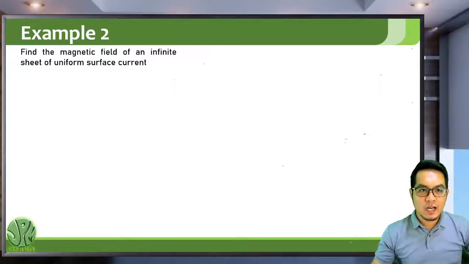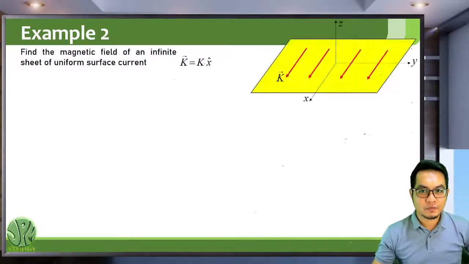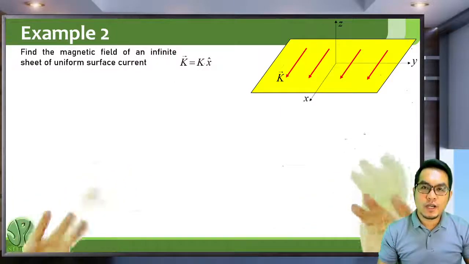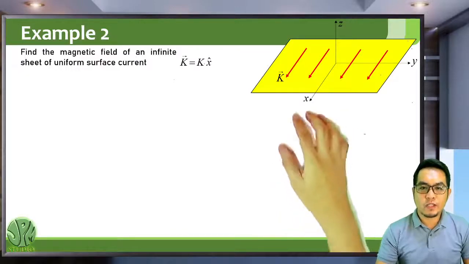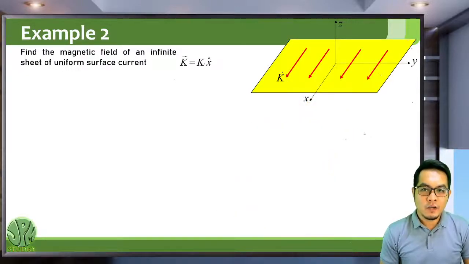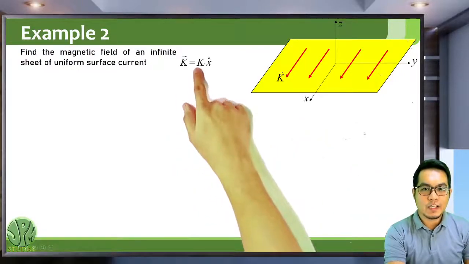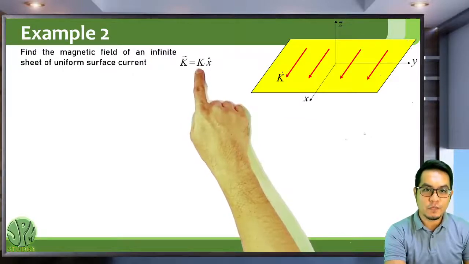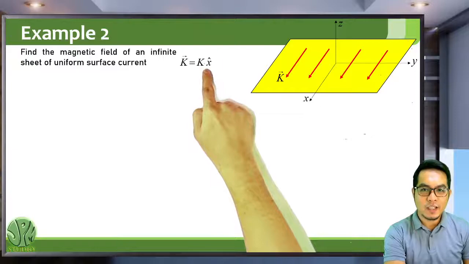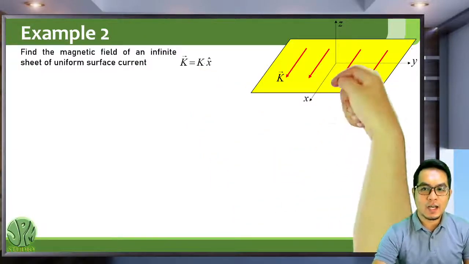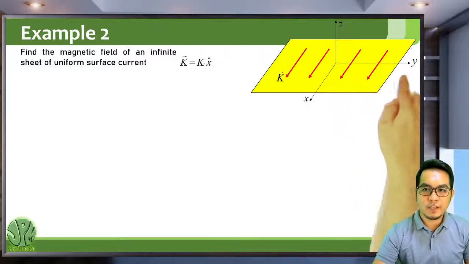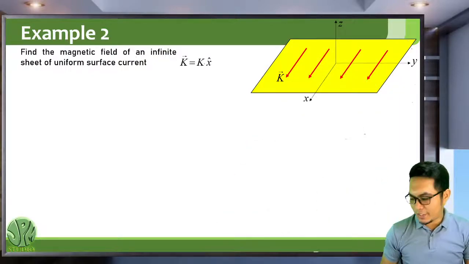So another example is we are asked to find the magnetic field of an infinite sheet of uniform surface current. You can think of this as surface charges, but the surface charges are now moving, such as to create surface current. So the surface current density is uniform. Its magnitude is K, and its direction is x hat. So this is the x direction, this is the y axis, and this is the z axis.